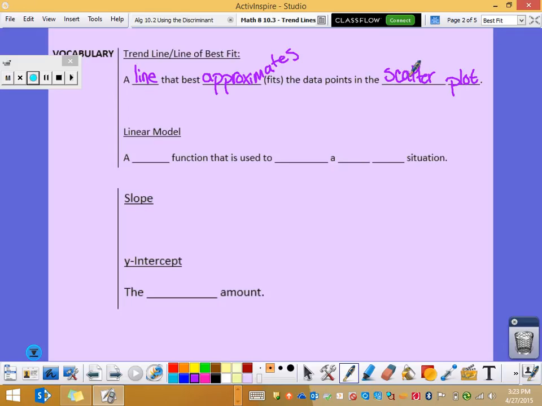Our next vocab word is linear model. Linear model, we've talked about a linear model before. It's the equation y equals mx plus b, where m is the slope and b is your y-intercept. A linear model is a linear function. We know that a function is something that passes the vertical line test. A linear function that is used to represent a real life situation. So it's a model.